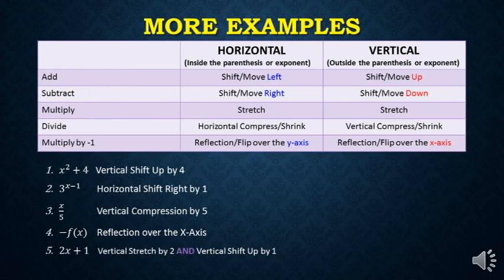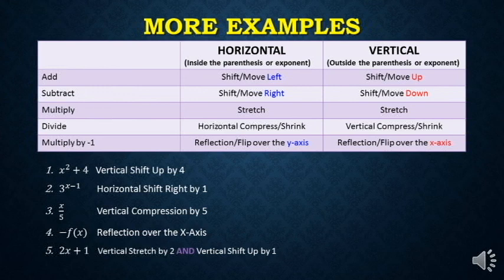Number 3, I'm dividing by 5. Remember that the fraction line means division. Again, I don't have any parentheses, nor do I have an exponent. So I know that this is a vertical transformation. In fact, it is a vertical compression by 5.